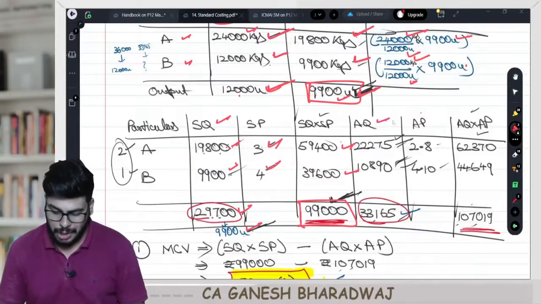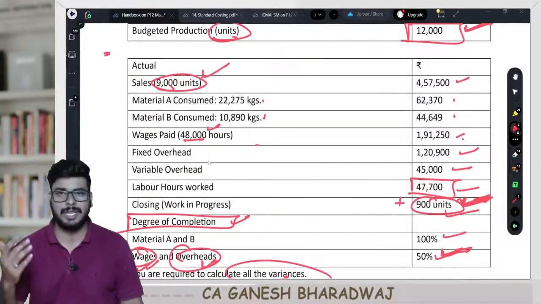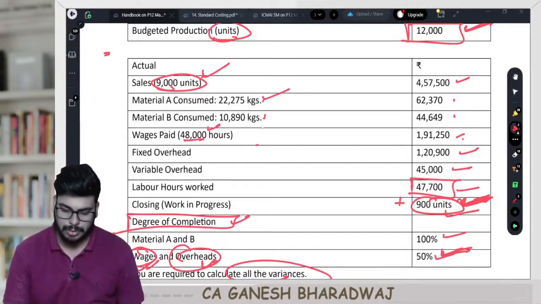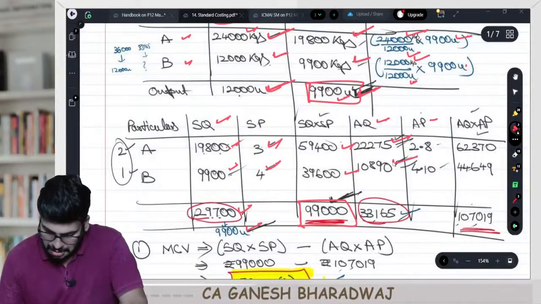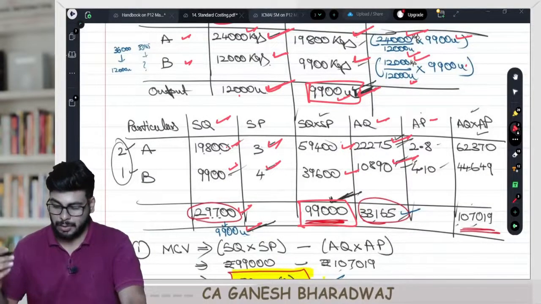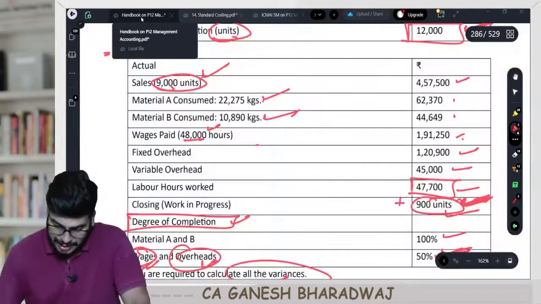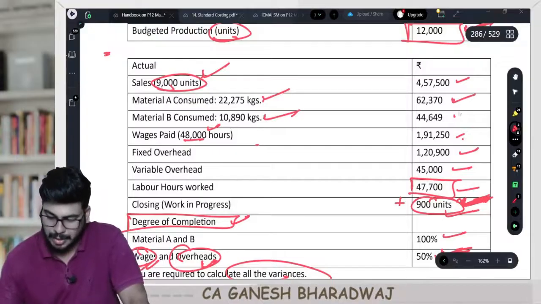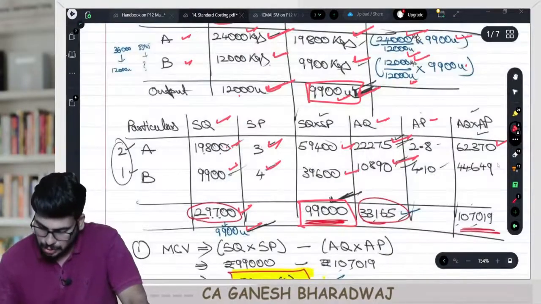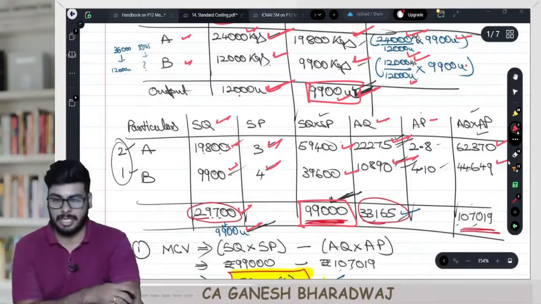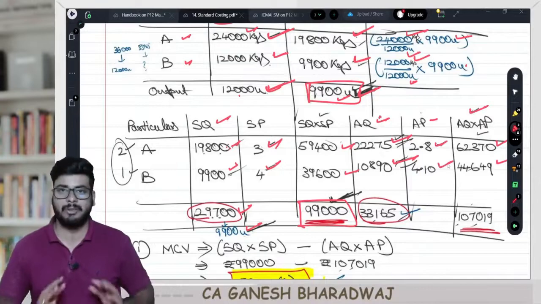But what has happened? Actual quantity and actual price, these data, we can arrive at from here. So now how much actual kgs of A and B were consumed? 22,275 and 10,890. These were the actual quantities of A and B consumed, right? And what was the actual cost of A and B? These figures are also there. 62,370 and 44,649. You can just put these figures here. Now divide the total value by the actual quantity, you will get the actual price also. Are you clear with this?